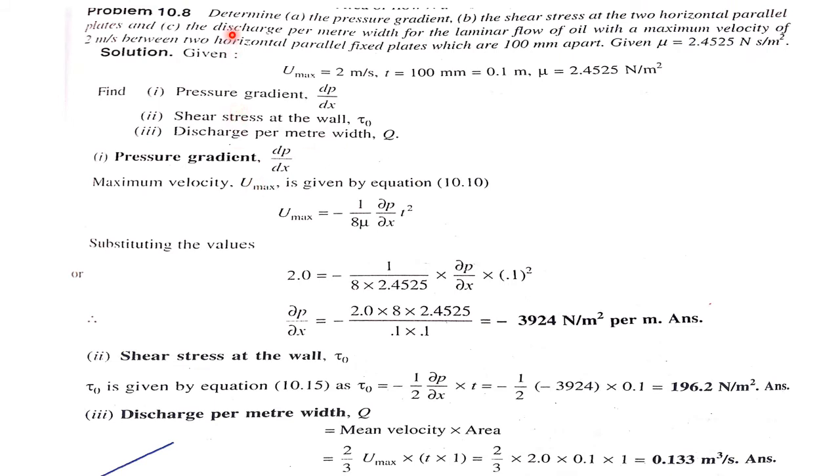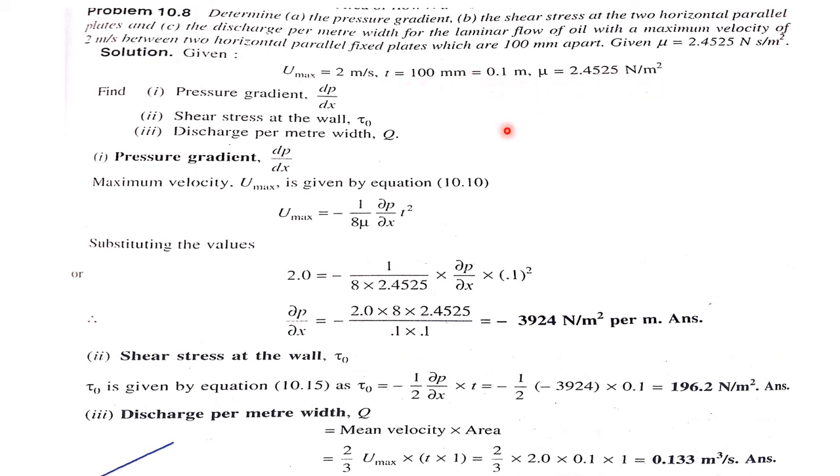So next one: determine the pressure gradient, the shear stress at the wall, and the discharge per meter width for the laminar flow of oil with a maximum velocity of 2 meters per second between two horizontal parallel fixed plates which are 100 mm apart. Given mu is equal to 2.4525 Newton second per meter square. So let us write first the given data. Maximum velocity is given as 2 meters per second. T is 100 mm, we have converted it into meters.